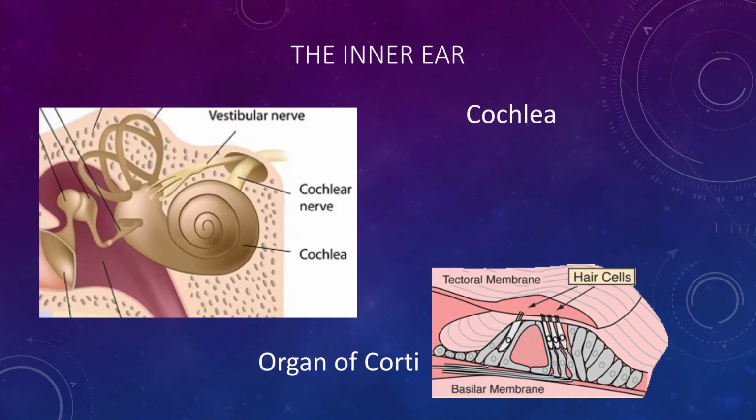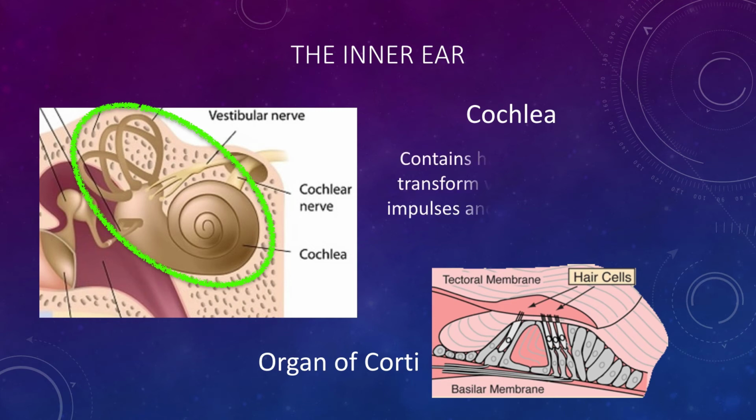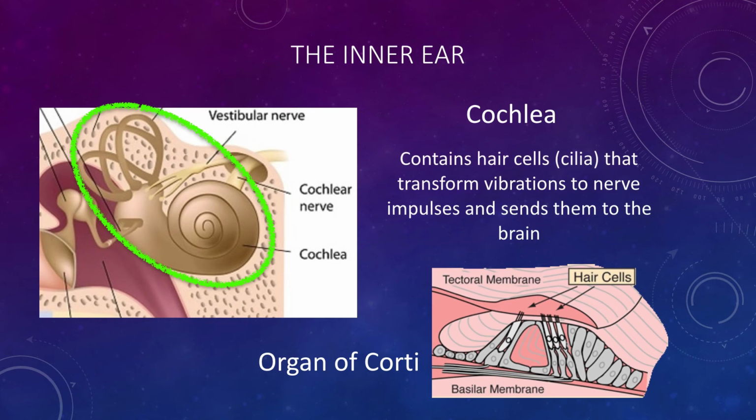The inner ear. The inner ear is a structure that is encased in bone. The cochlea is spiral-shaped, filled with fluid, and contains the basilar membrane on which lies the organ of Corti. In the organ of Corti are hair cells called stereocilia or just cilia. These hair cells react to the vibrations of the fluid in the cochlea, and as they flex, they transform the physical vibrations into nerve impulses that get sent to the brain via the auditory nerve.